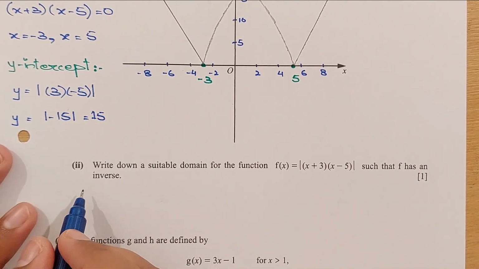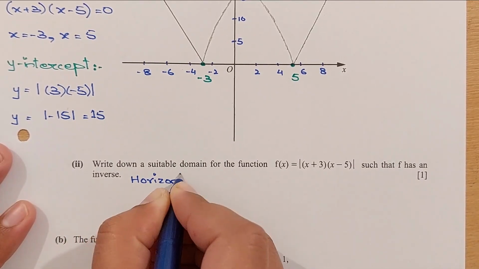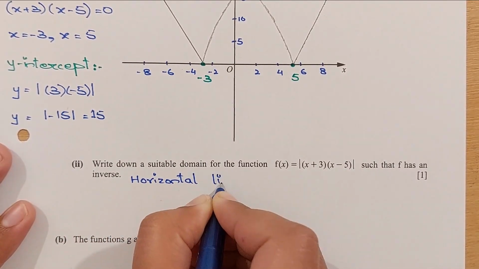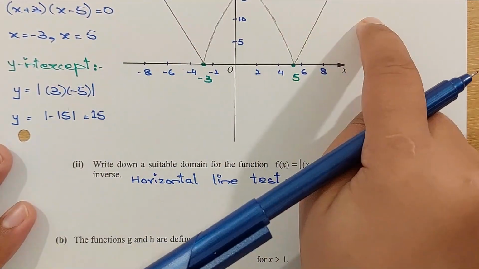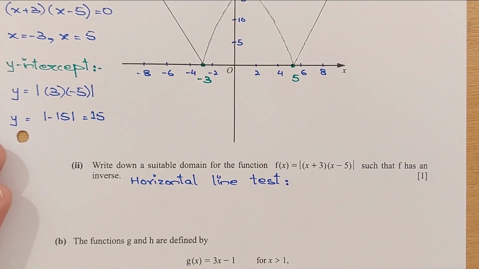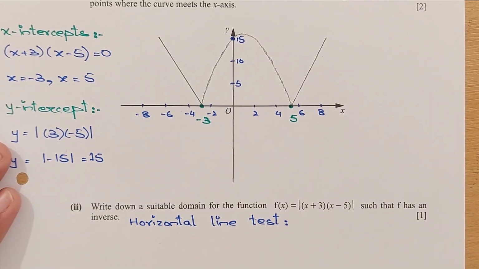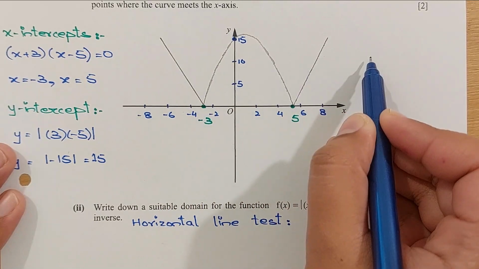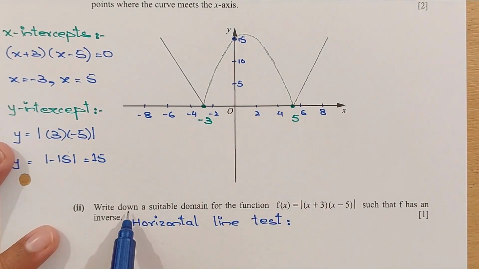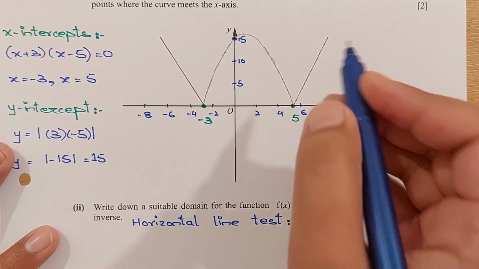So we know that the function has an inverse when it satisfies the horizontal line test. Horizontal line test is a test when we draw the horizontal line on the graph of the function, and the line must intersect at one point. If it intersects at more than one point, then the inverse of that function does not exist, right? So if we draw the horizontal line, it intersects at 4 points, right? So we have to find the suitable domain for the function such that the inverse exists.